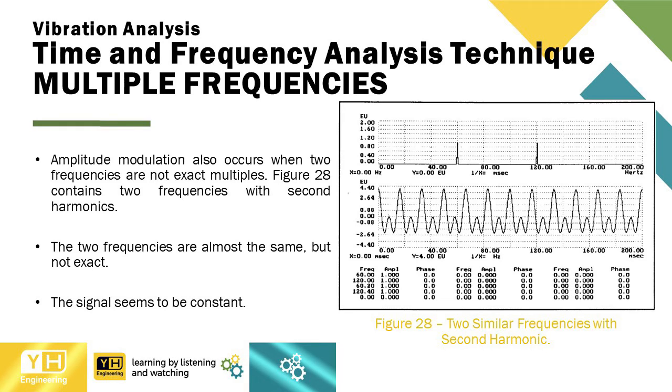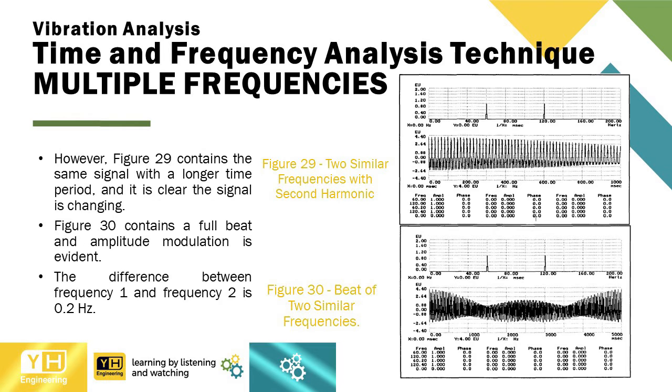Figure 28 contains two frequencies with second harmonics. The two frequencies are almost the same, but not exact. The signal seems to be constant. However, figure 29 contains the same signal with a longer time period, and it is clear the signal is changing. Figure 30 contains a full beat and amplitude modulation is evident.